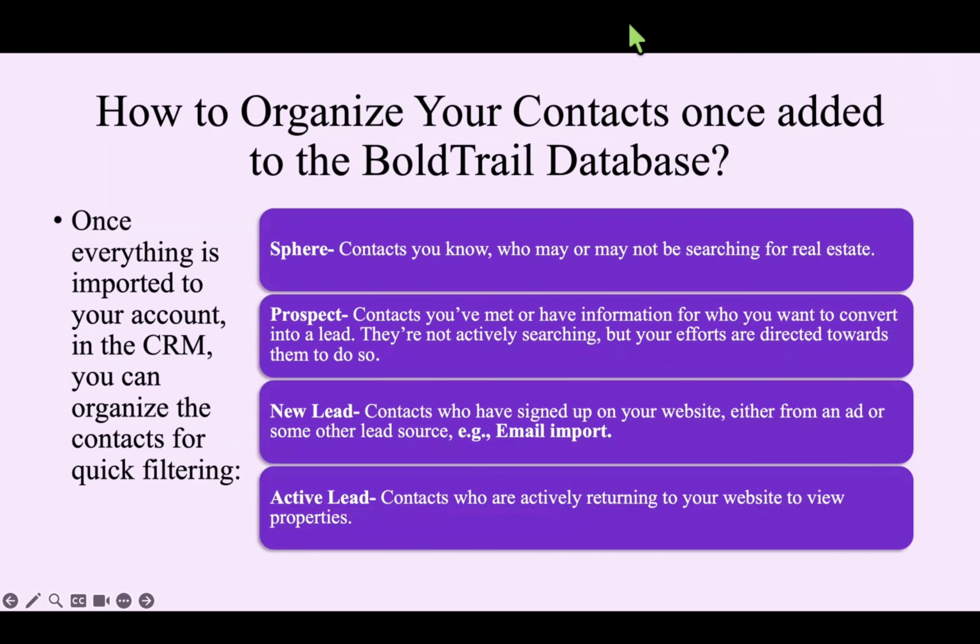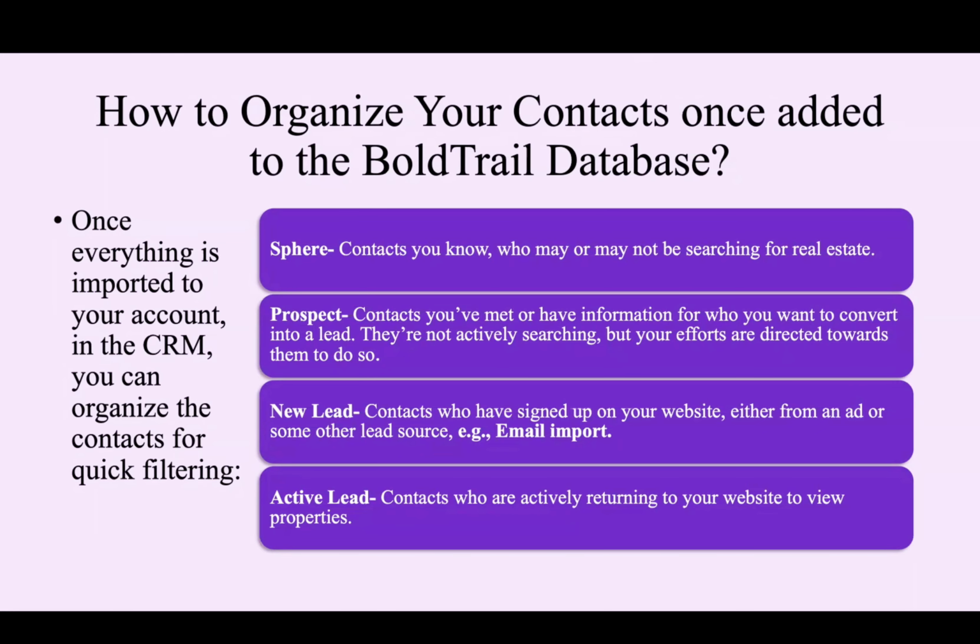So now how do you organize your contacts once they're in the database? Once everything is imported into your account, you can go to your CRM and organize the contacts using quick filtering. So you have the sphere, prospect, new lead, and active lead. Sphere is contacts you know who may or may not be searching for real estate. You have prospect, which is contacts you've met or have information for who you want to convert into a lead. They're not actively searching, but your efforts are directed towards them to do so.